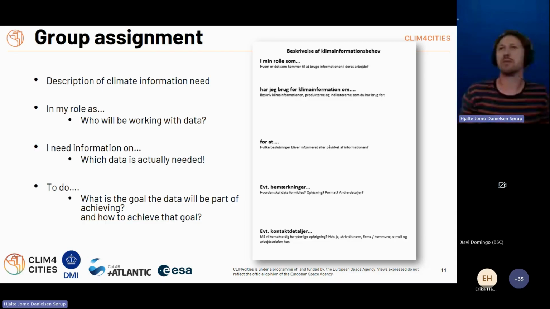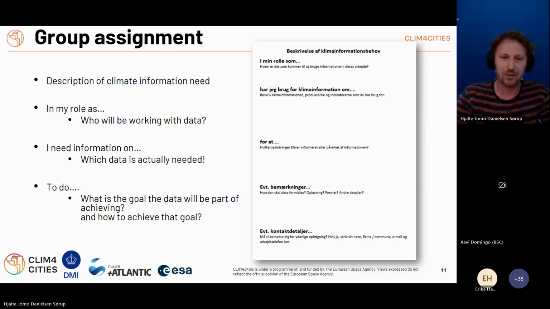So they did this in groups. It didn't necessarily have to be their own role, but a role they could see being present out there in reality. Which kind of information did they need, and they are really asked, okay, at what level, what detail level, what can you actually work with? And in the end, what is the actual goal that they are trying to solve, where this data should fit in, so we can also get a better understanding of what they're actually trying to achieve and how the data fits in.